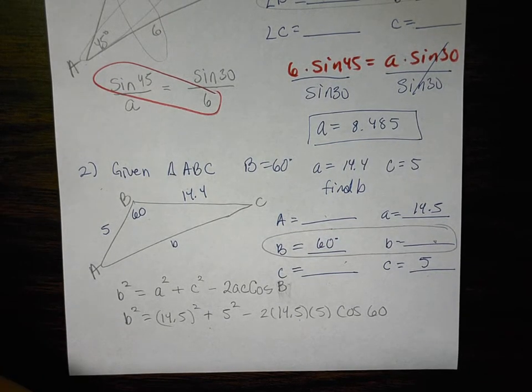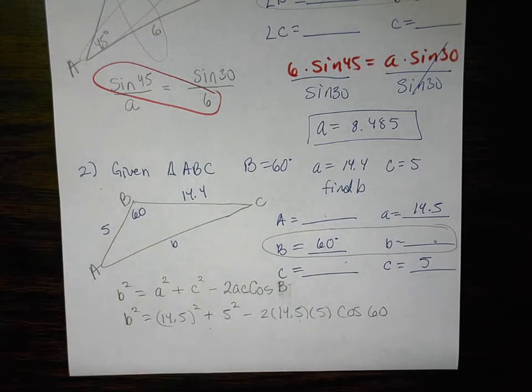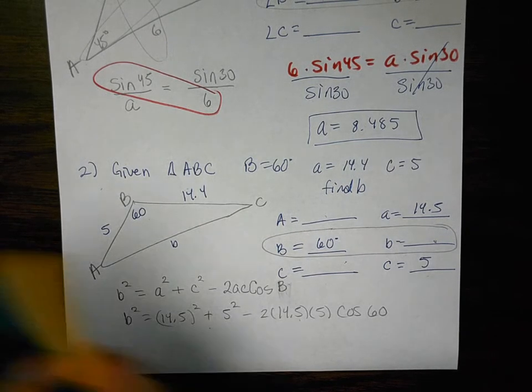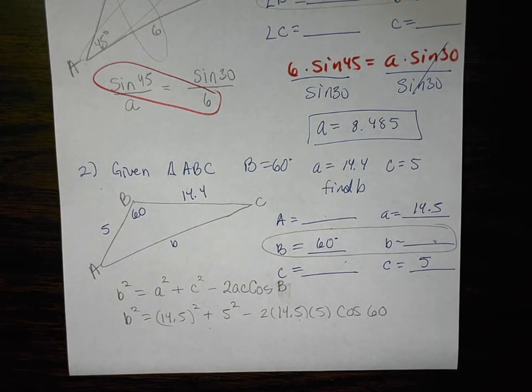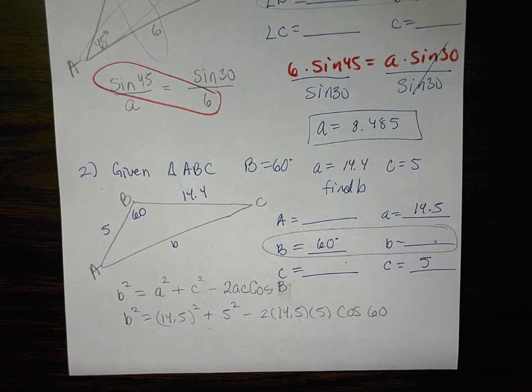Now remember, after you plug it all in, what do you do? Take the what of each side? The square root, and you can do second square root, second answer. Or if you wanted to, you could hit the square root key first and then type all that in. Your calculator should be able to handle all that.